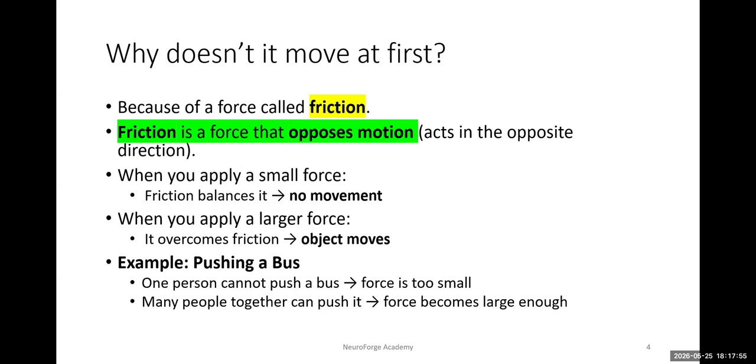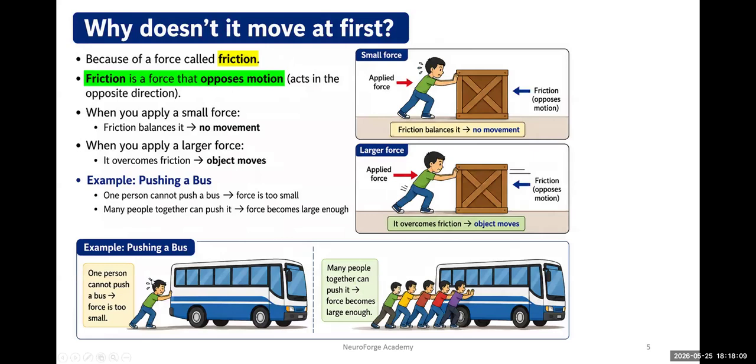What will happen if we start to apply more force, a larger force? Friction is overcome. Then the object starts to move. For example, one person cannot push a bus. But if there are many people in the team, yes, the force becomes large enough, then the bus starts to move.